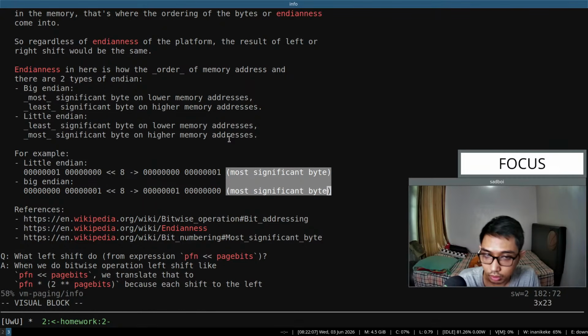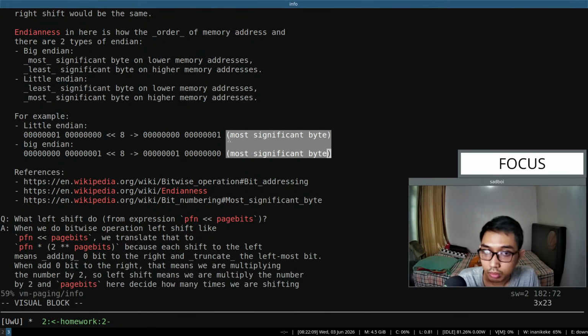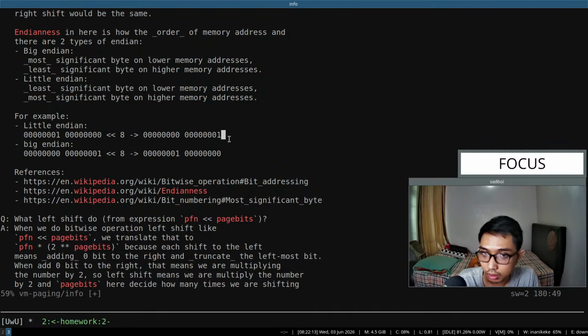Not sure if this is correct. Most significant byte. Yeah, let's remove that.